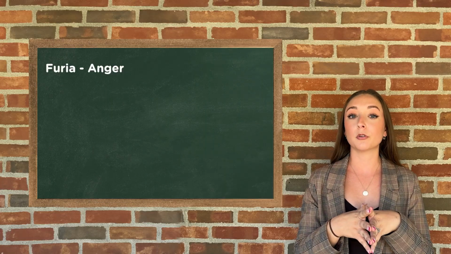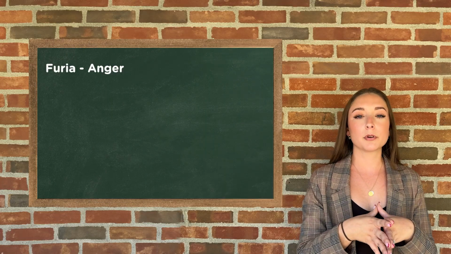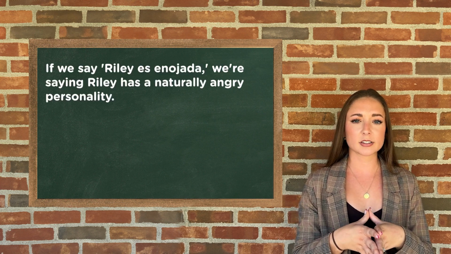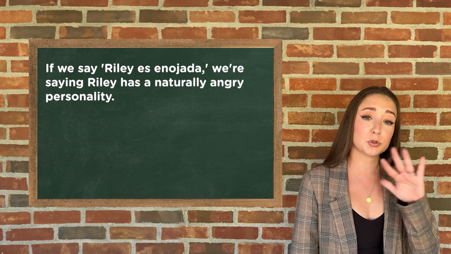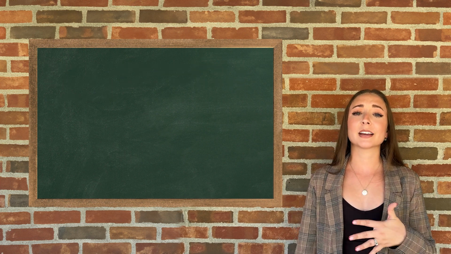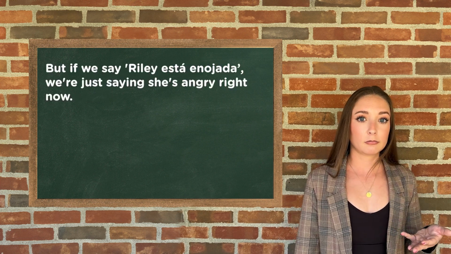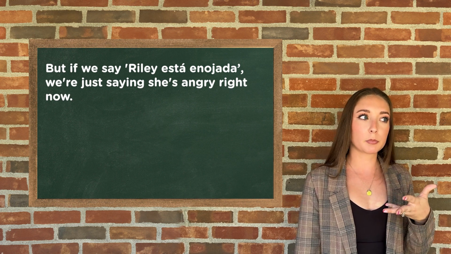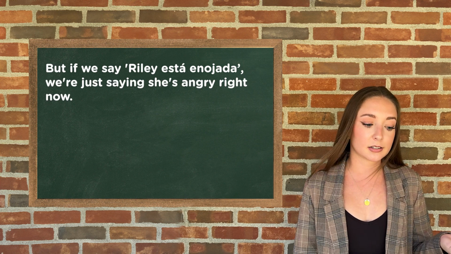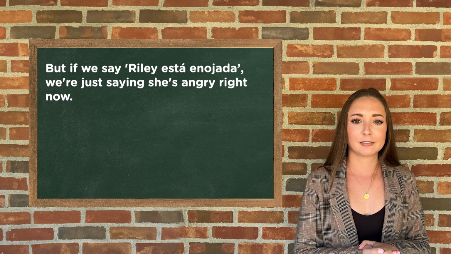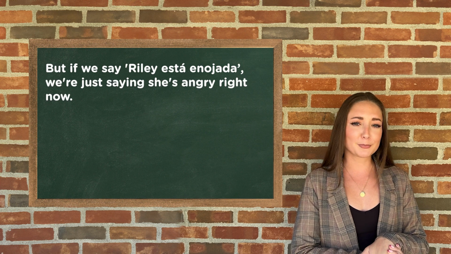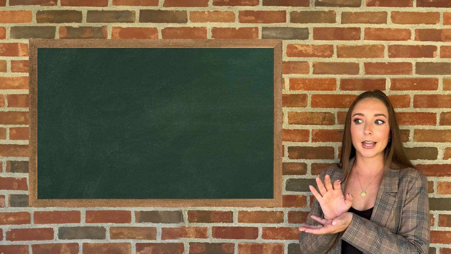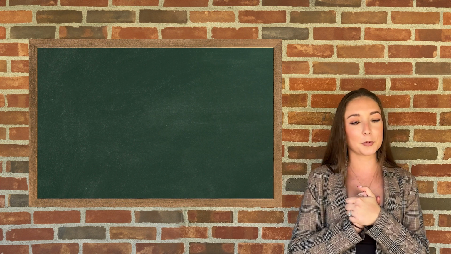Our third example, furia, anger. If we were to say Riley es enojada or Riley es furia, we are saying she's an angry person, that's who she is. Whereas if we said Riley está enojada, we are saying she's angry right now. It's letting us, the listener, know she's angry, but it's not a part of her personality. Her personality isn't anger and being so upset. If we use ser, like we did in the first part, we would basically say this little red character that is in her brain that we see in the movie, that is Riley all the time. And that's not what we're trying to say.